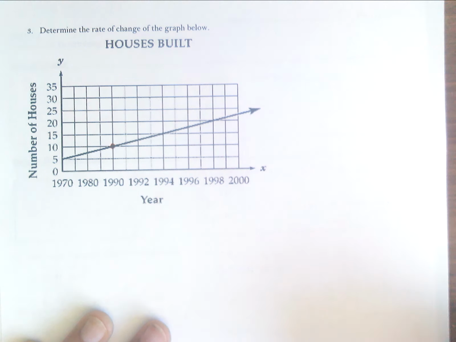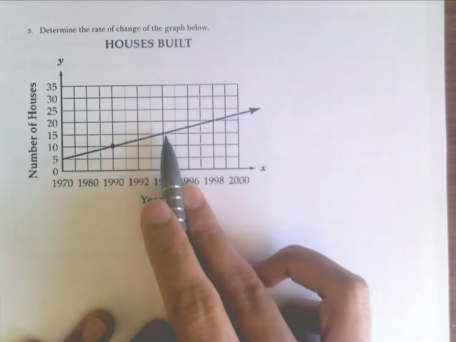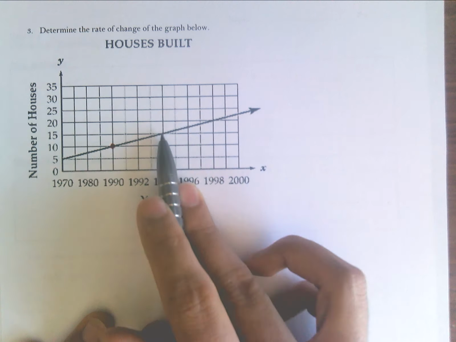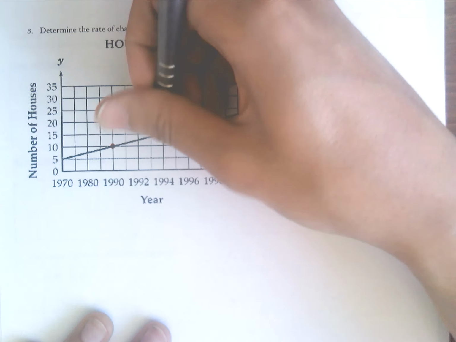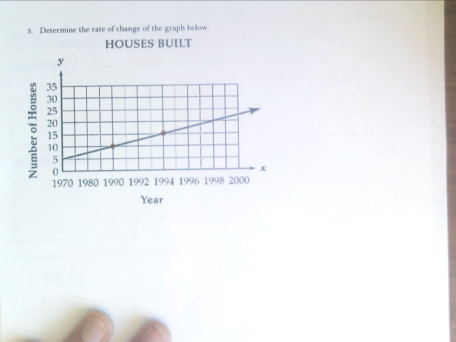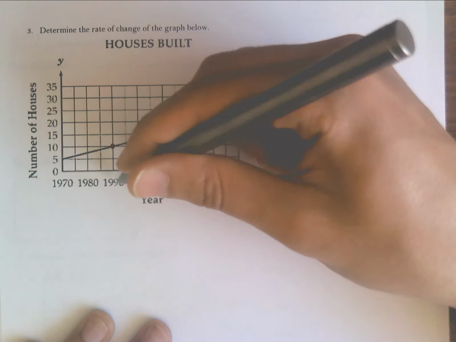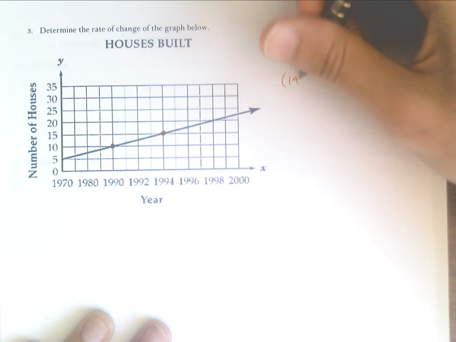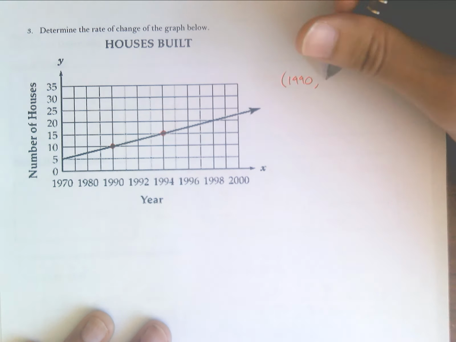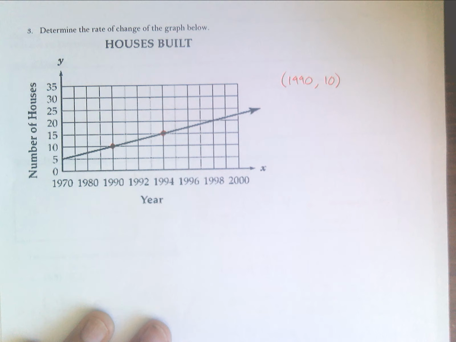Let's see, where else does it plot nicely? Right here is pretty good. So 1994 and 15. Let's choose these 2 points as our points to find the slope. Our x value is 1990, and our y value is 10. We're going to choose the other point, 1994, 15.